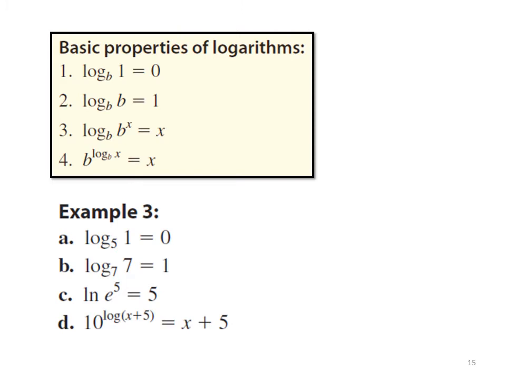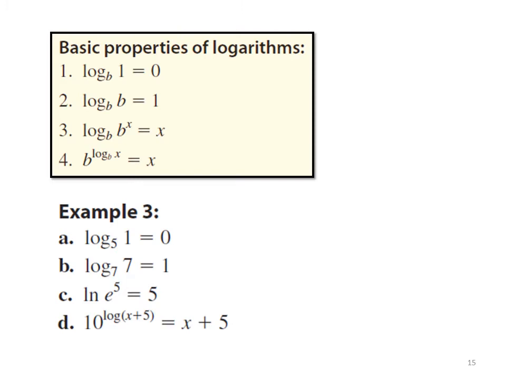Now log b to the x, to the base b, is equal to x, because these are inverse functions of each other. If you apply the exponential function first, b to the x, and then apply the log to the same base, you always end up with x. These are inverse functions of each other.